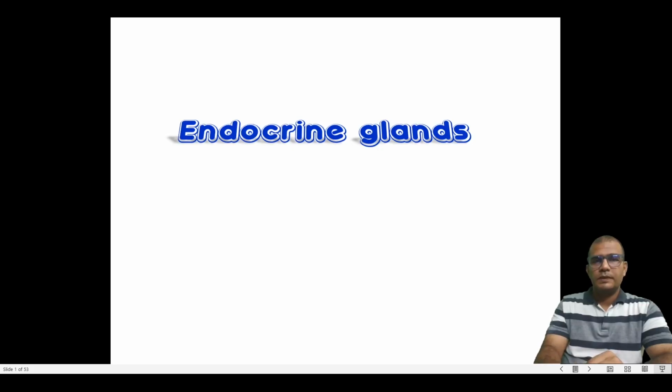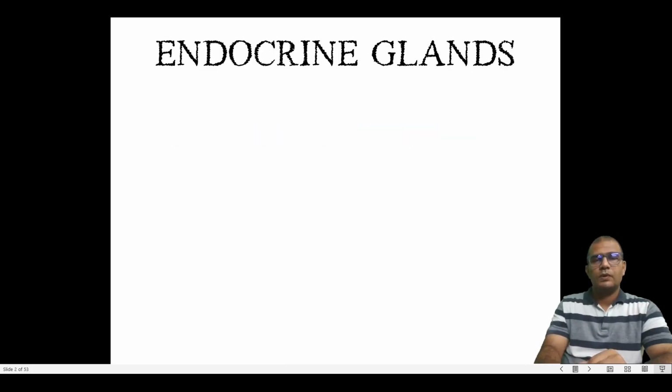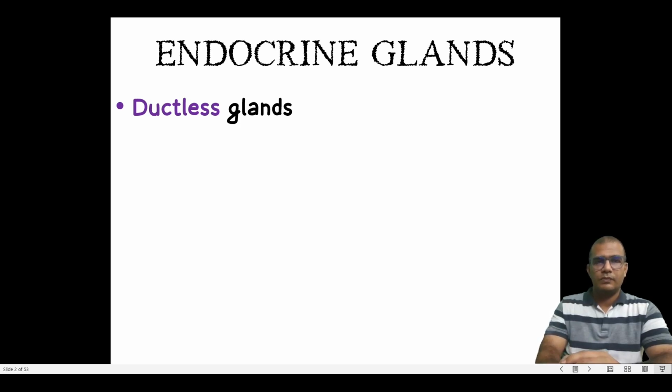So today's topic is endocrine glands. So what are endocrine glands? These are ductless glands. We have to differentiate between endocrine and exocrine. This is an important viva question, and it will be frequently asked in your viva exams. What is the difference between exocrine and endocrine glands? Exocrine glands have ducts, whereas endocrine glands are ductless glands.